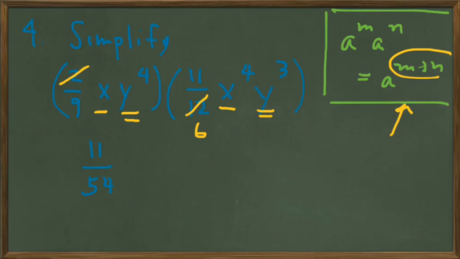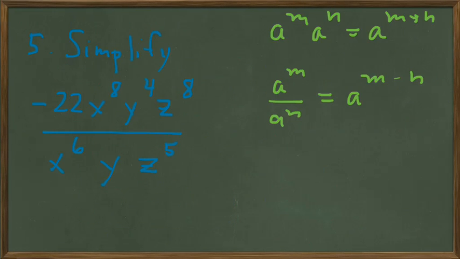And so if we do that for the x, we've got first power on this term and a fourth power on this term, so that gives us x to the fifth, and we've got a y to the fourth here, and a y cubed here, so when we combine the exponents, adding them, we get y to the 7th. And so there we have our simplified result. So let's move on now to problem 5.